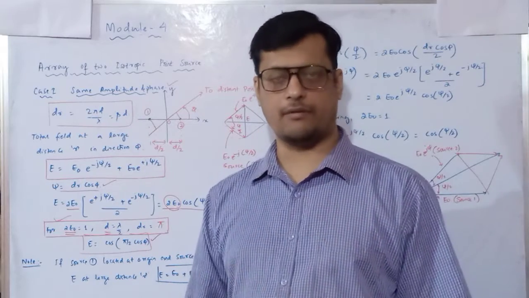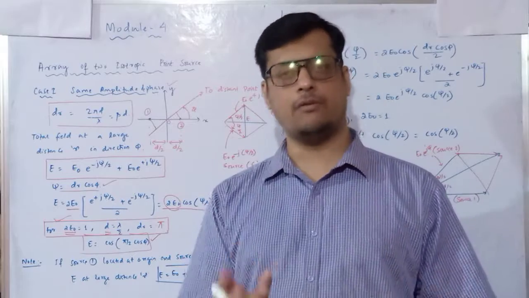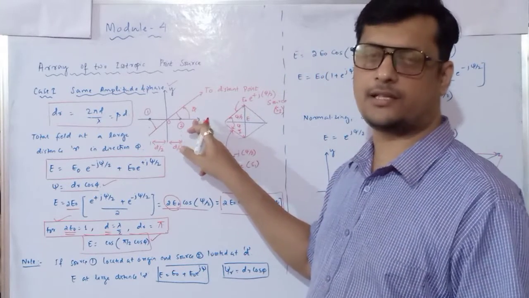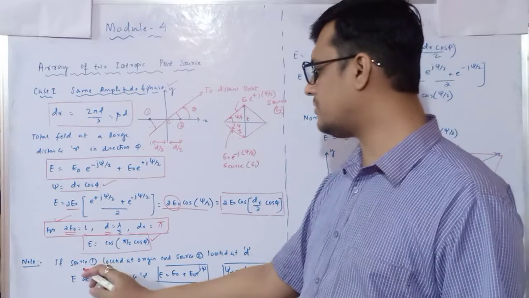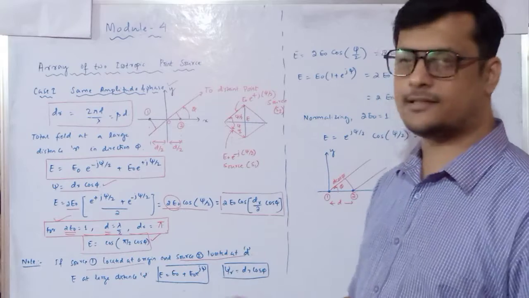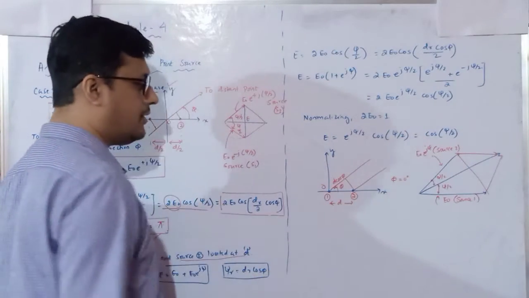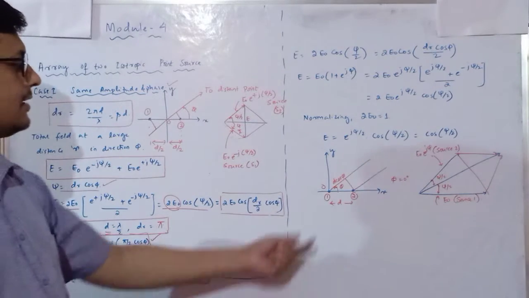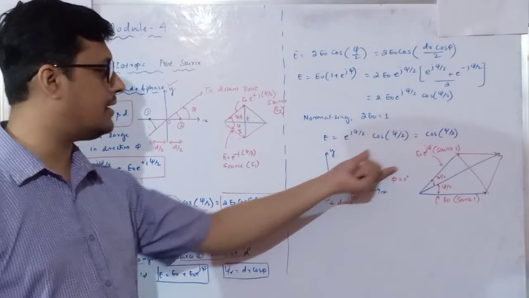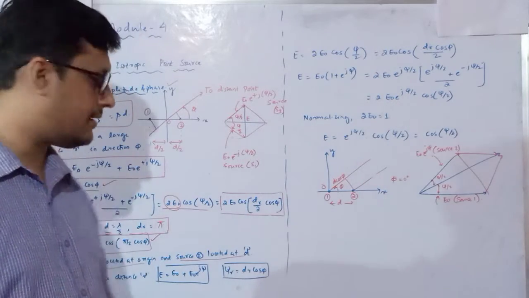So what will happen? If source 1 is shifted to the origin, that means there is no phase change, and only the phi will come into the picture with respect to source 2. So if source 1 is located at the origin and source 2 is located at a distance d, then your path difference will become d cos phi, and with the help of these two you have to measure the field pattern and the power pattern. Let's see.